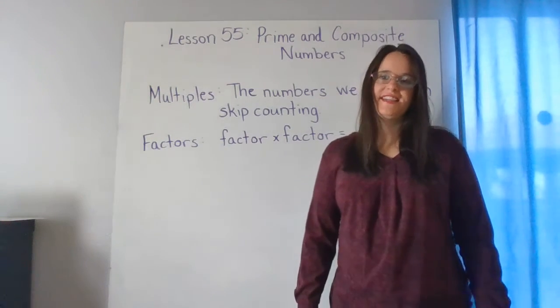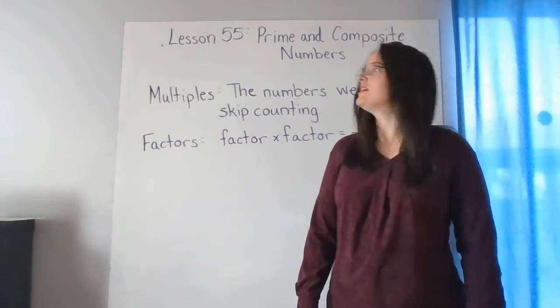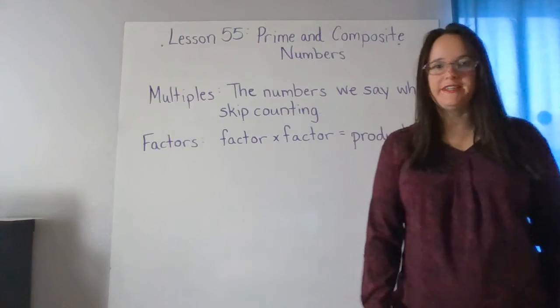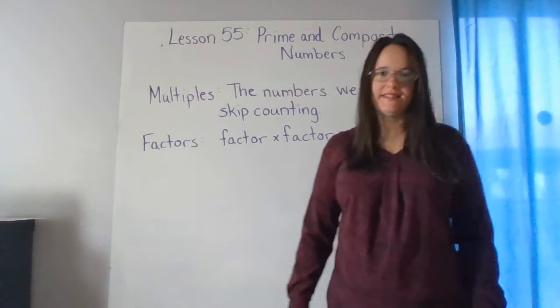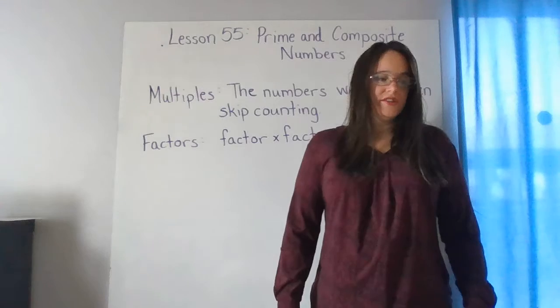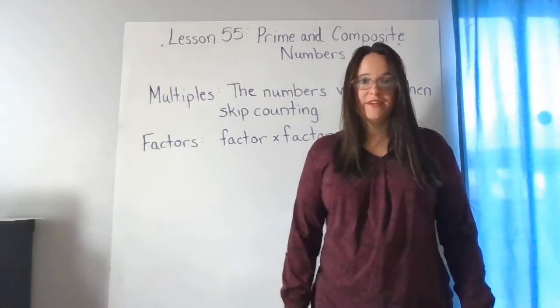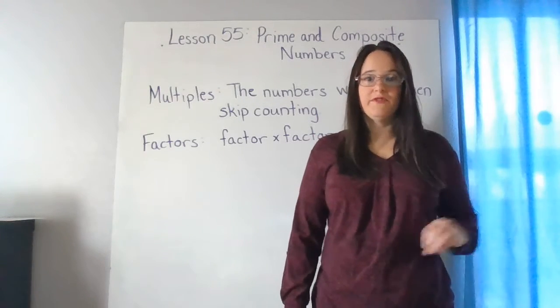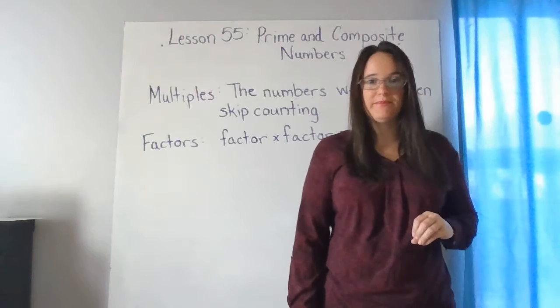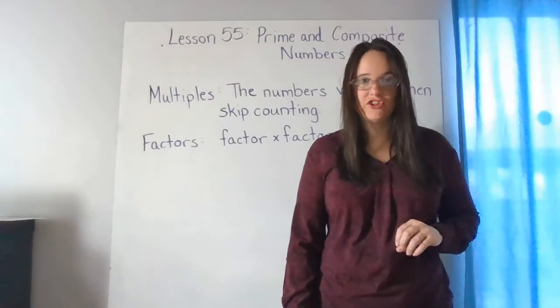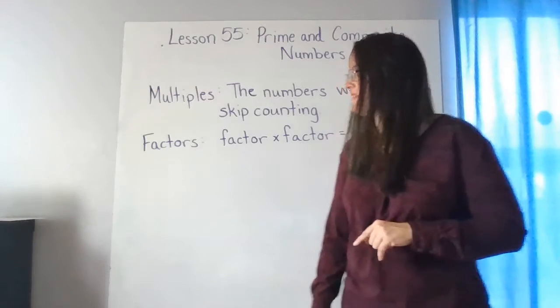Good morning, class. Today we are on Saxon Book 4, Lesson 55, and we'll be talking about prime and composite numbers. So, to start with, we're going to talk about two different vocabulary words, and I need you to put these in your math dictionary so that you've got them for future reference.